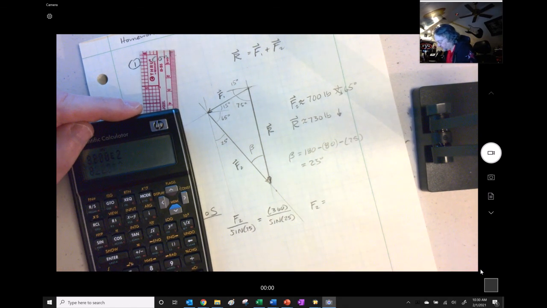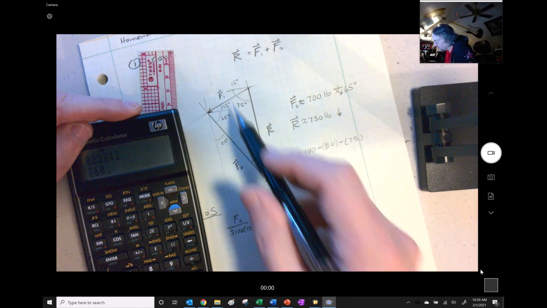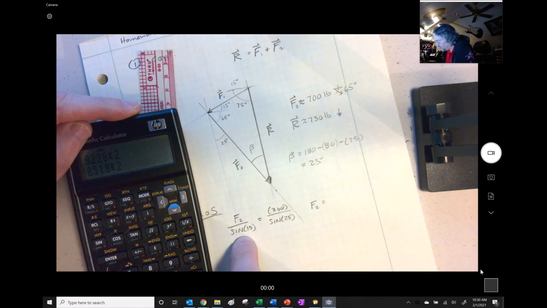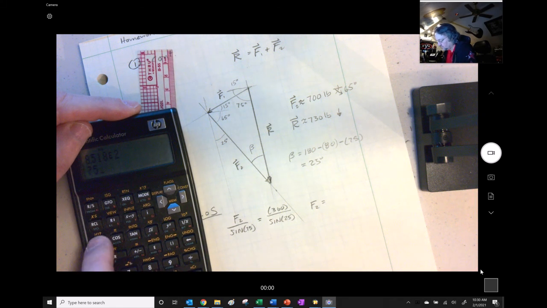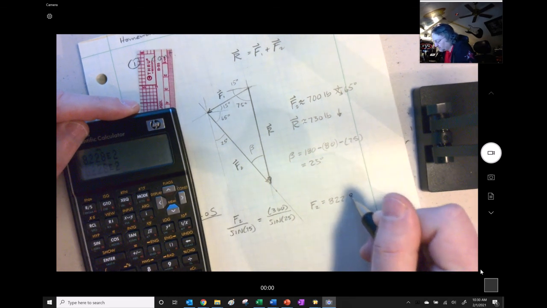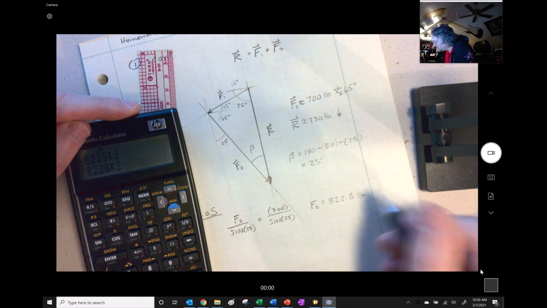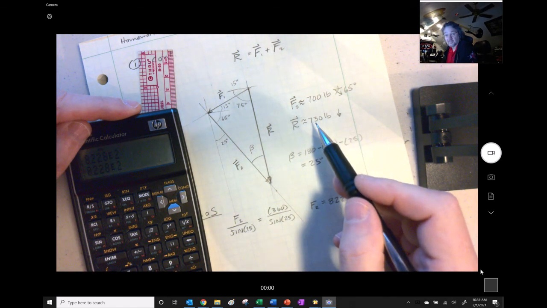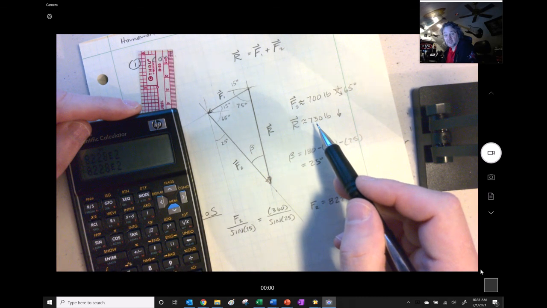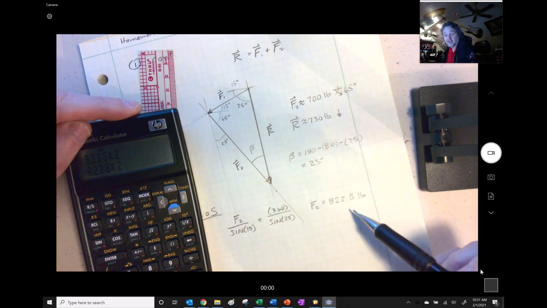Let me do that again. 360, sine of 25, divided, and then take the sine of 75 and multiply. And I get 822. Wow. That's much bigger than I expected from what I had done graphically. I'm a little concerned by that. We have to double check some things.